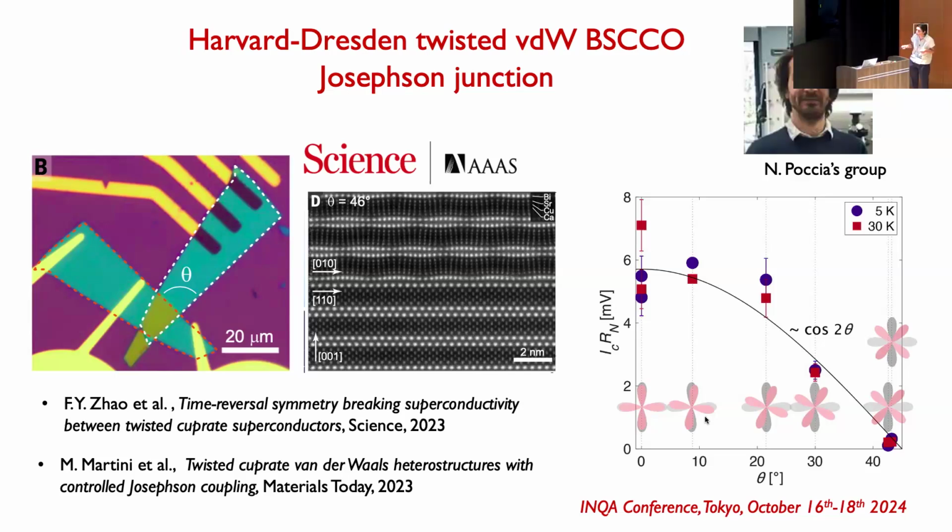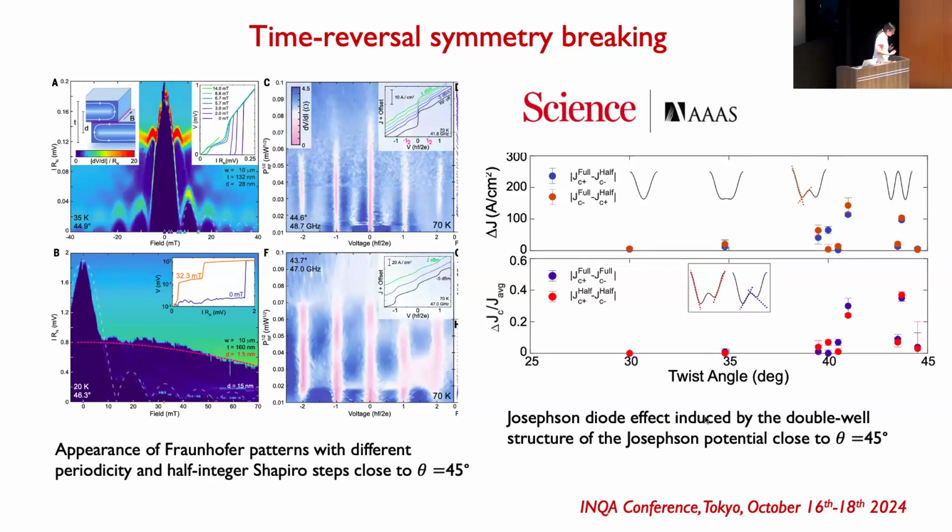This is a microscope image of the junction, where you can appreciate the extreme quality of the interface. And you see that the critical current, this allowed Nicola Poccia's group to see, I think for the first time clearly, this cosine 2 theta dependence, and many other signatures of the fact that transport is dominated by two Cooper pair tunneling processes.